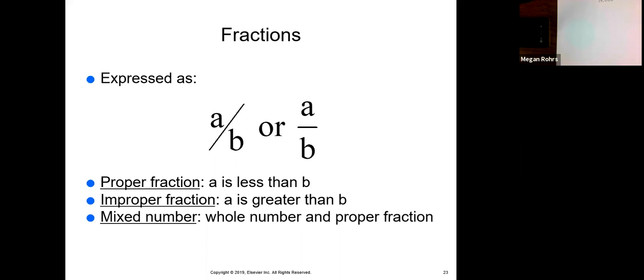Fractions are always expressed as a number over another number. So in this case, we have A over B. Now A is always our numerator and B is always our denominator. We're going to first discuss proper fractions, where our numerator is less than our denominator.